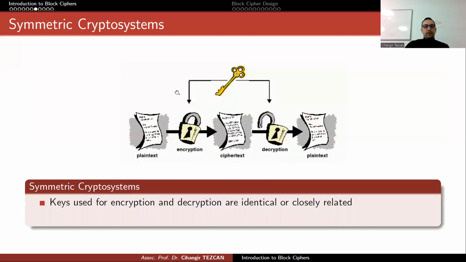Yeah, this picture is for the symmetric crypto systems. You use the secret key. So you have to give the secret key in a secure way to the person you want to communicate. If you cannot do it, this is why we have public key cryptography.